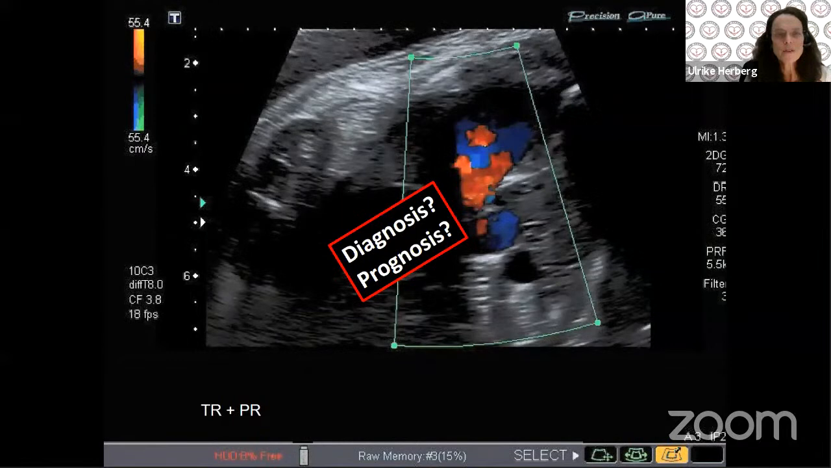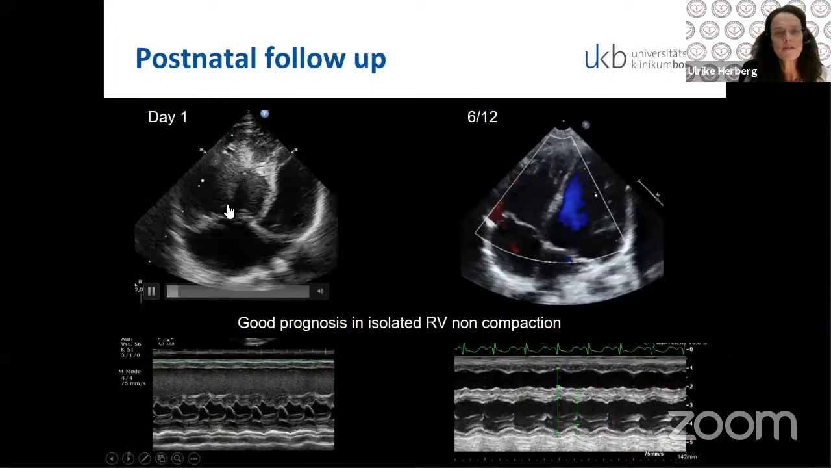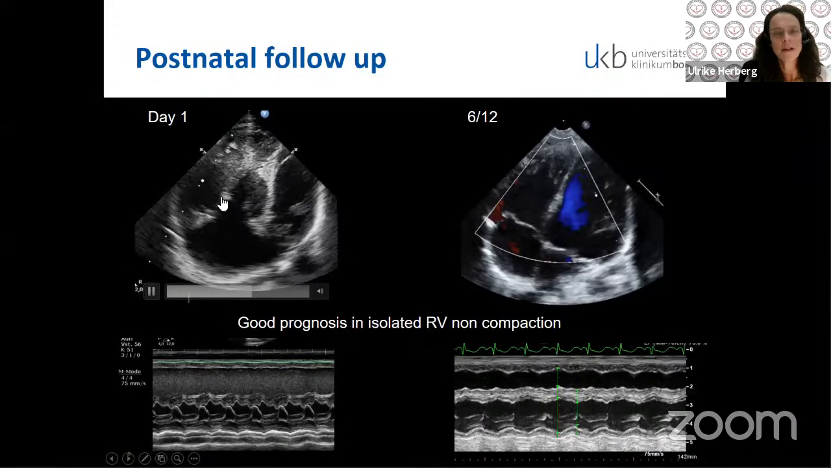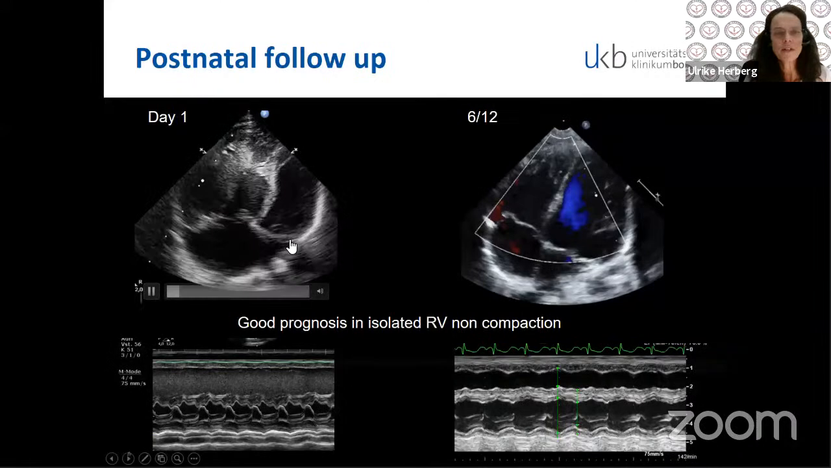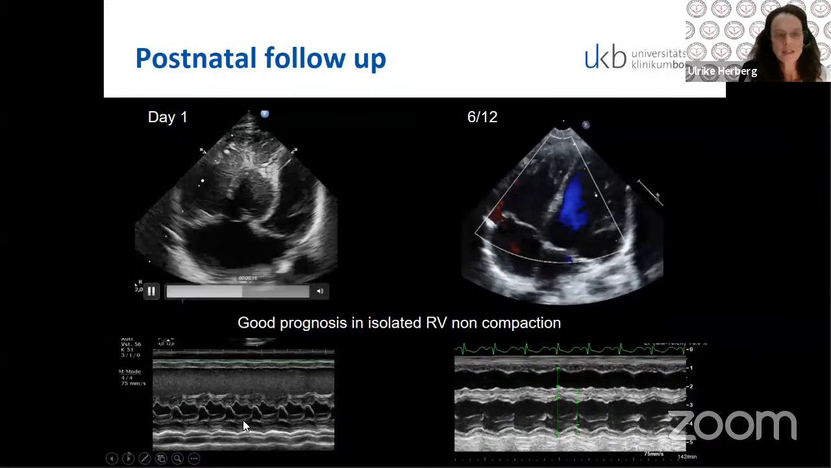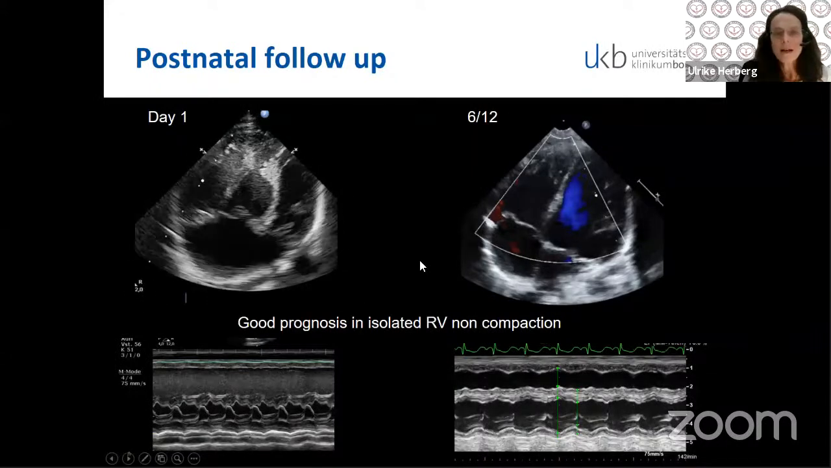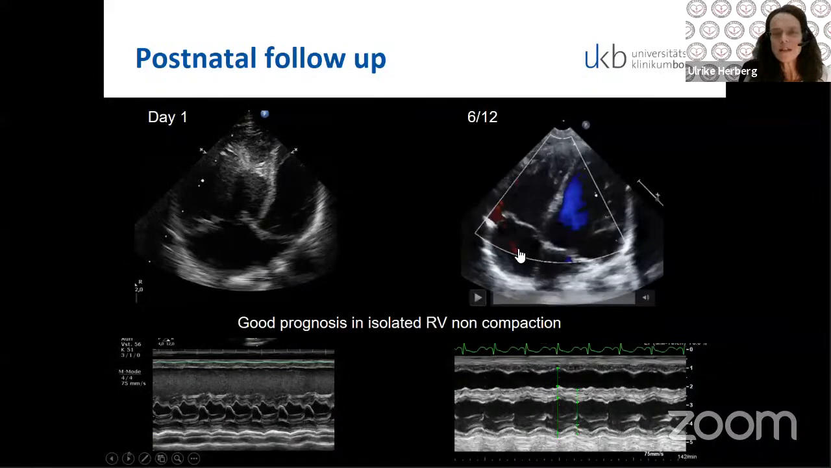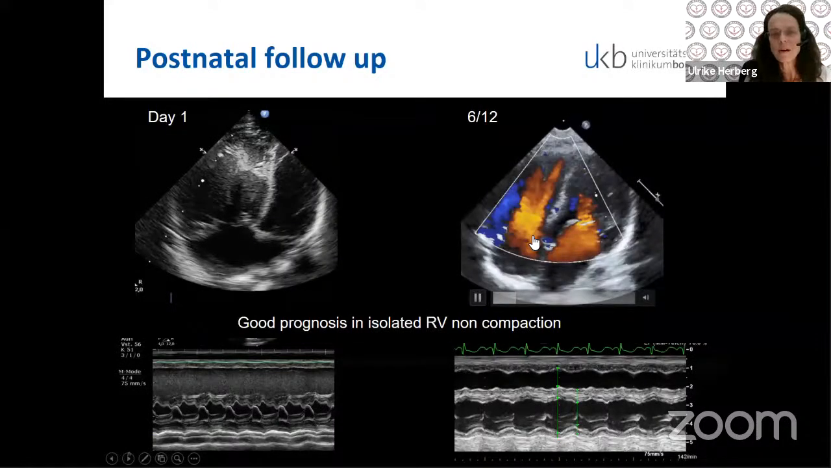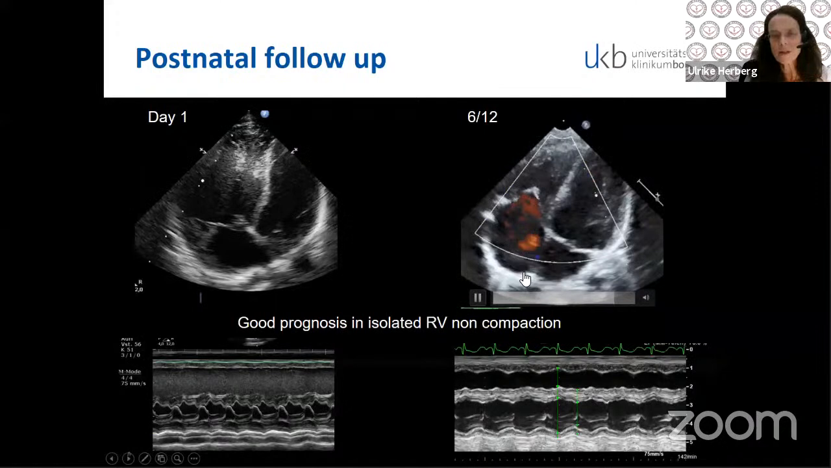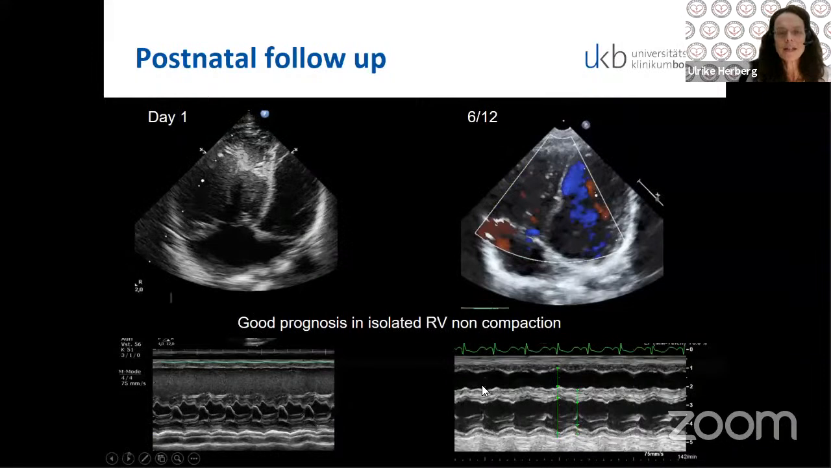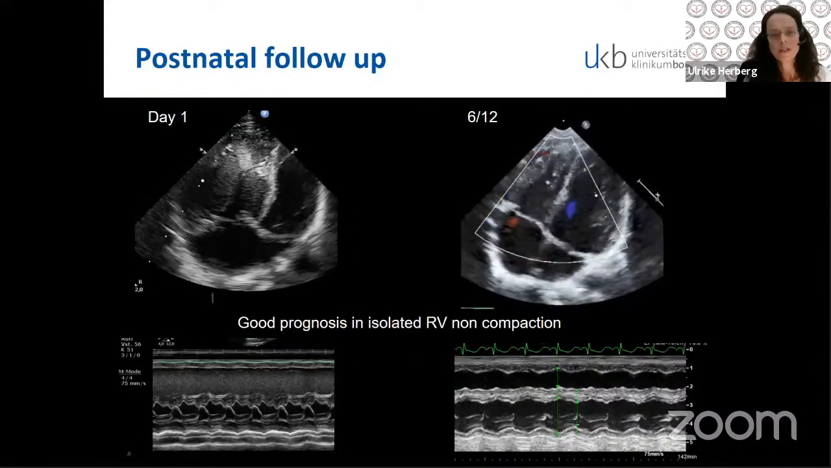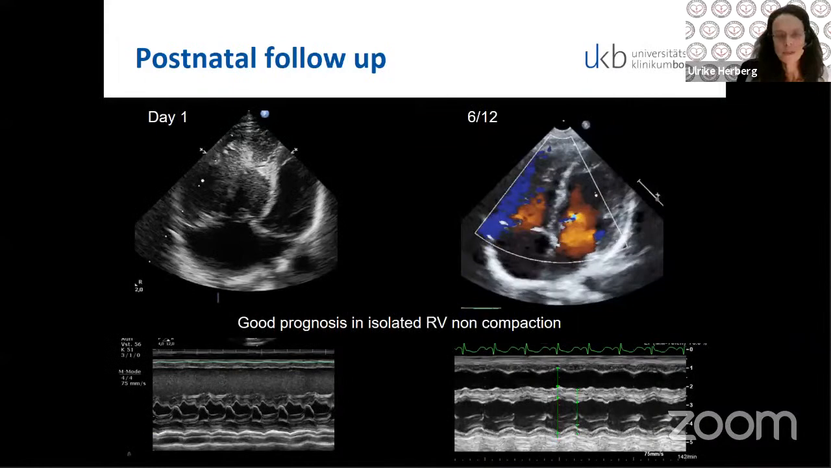Let's go on. So in postnatal follow-up, this is the four-chamber view, and the right ventricle still has low contractility. The left ventricle is filling well, and this is the M mode. Right ventricle is large, low contractility, left ventricle is okay. 6 months later, we see a four-chamber view which seems to be nearly normal. So there is a really good contractile left and right ventricle in normal M mode. And in isolated right ventricular non-compaction, there's quite a good prognosis.